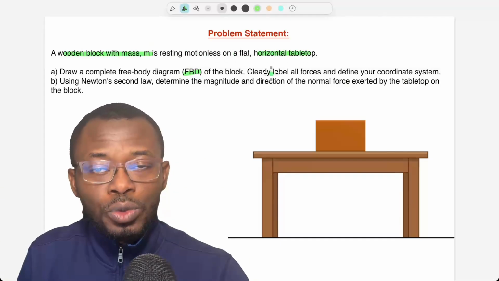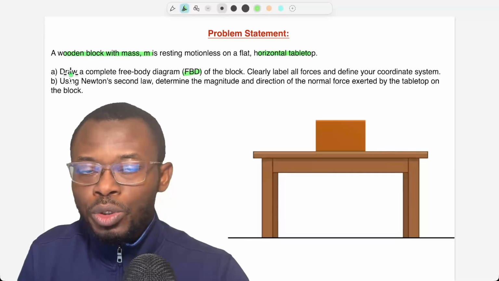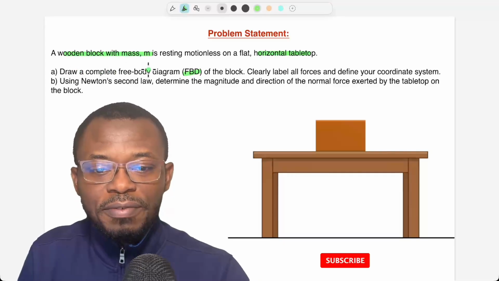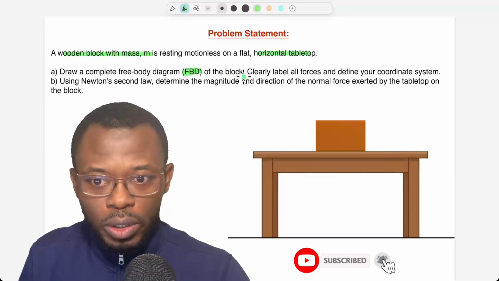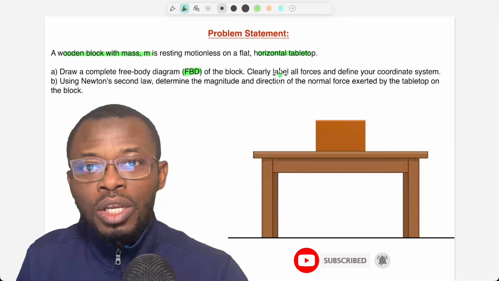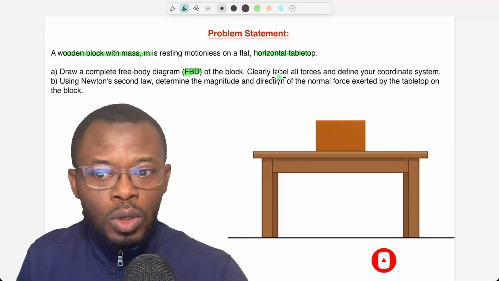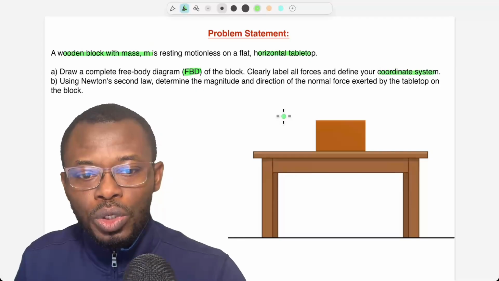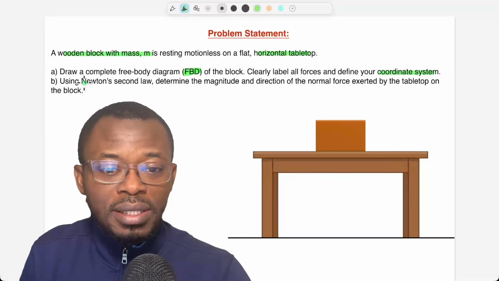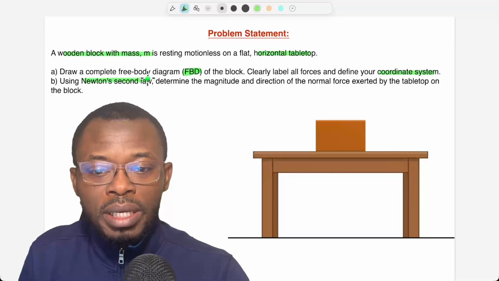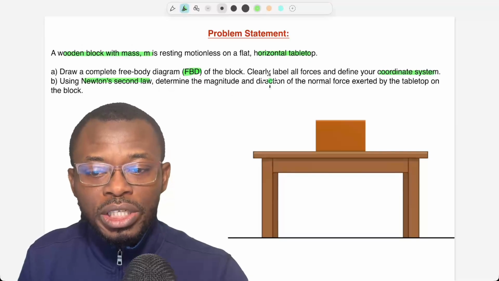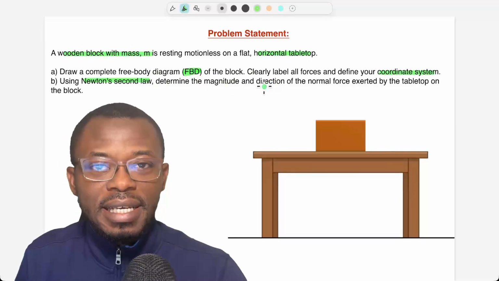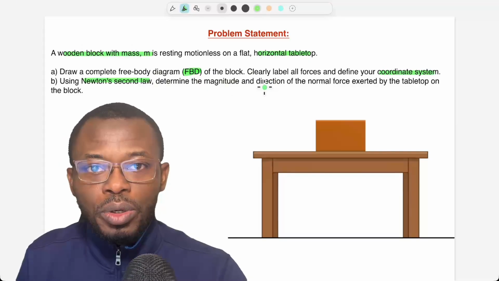By the end of today's video, we should be able to draw a complete free body diagram of the block by clearly labeling all the forces acting on the block with our defined coordinate system. Also, we should be able to apply Newton's second law to determine the magnitude and direction of the normal force exerted by the tabletop on the block.